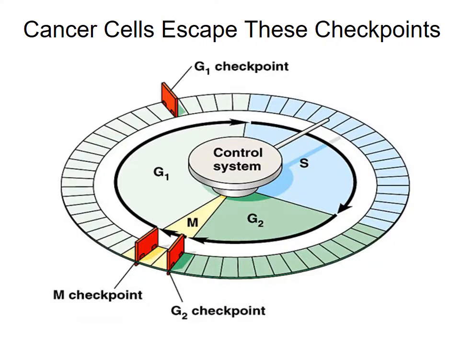Cancer cells are cells that have been damaged and escape these checkpoints. Because they're no longer regulated, they don't go through the cell cycle at a normal rate. They have the ability to divide infinitely. Most normal cells have a maximum amount of times they can go through the cycle.